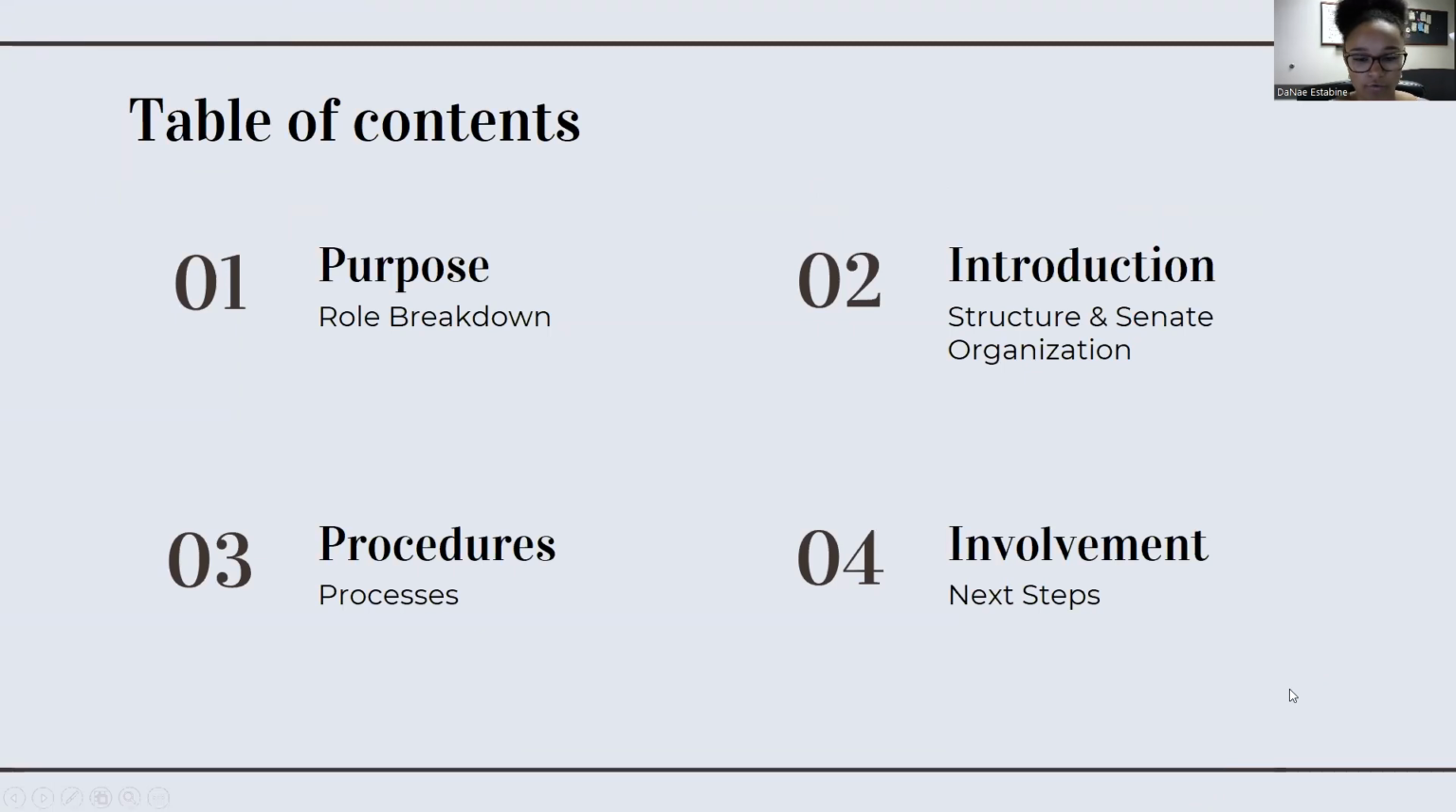So here's just kind of an overview of the four main things that I'll be going over today. I'll first go over the purpose of Student Senate, kind of why it was created, and then I'll go into an introduction of the structures and organizations within Student Senate, of exactly how it functions. And next, I'll talk about the procedures of the legislation that goes through Student Senate, and then I'll finish up by talking about how you can get involved.